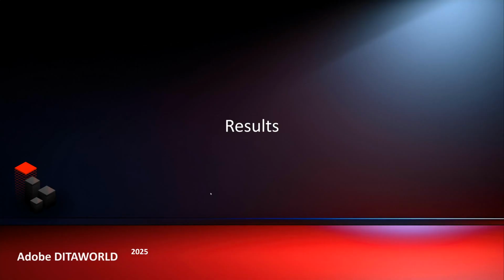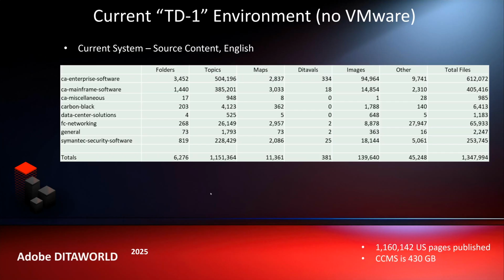So let's talk about some of the results. You can just go forward here. This is me sort of shooting myself in the foot a little bit after you heard everything that Greg did. Our TD1 system, as of whenever I did this slide a few days ago, our CCMS is around 430 gigabytes, which is pretty big, right? And we've got around 1,100,000 pages published on it.